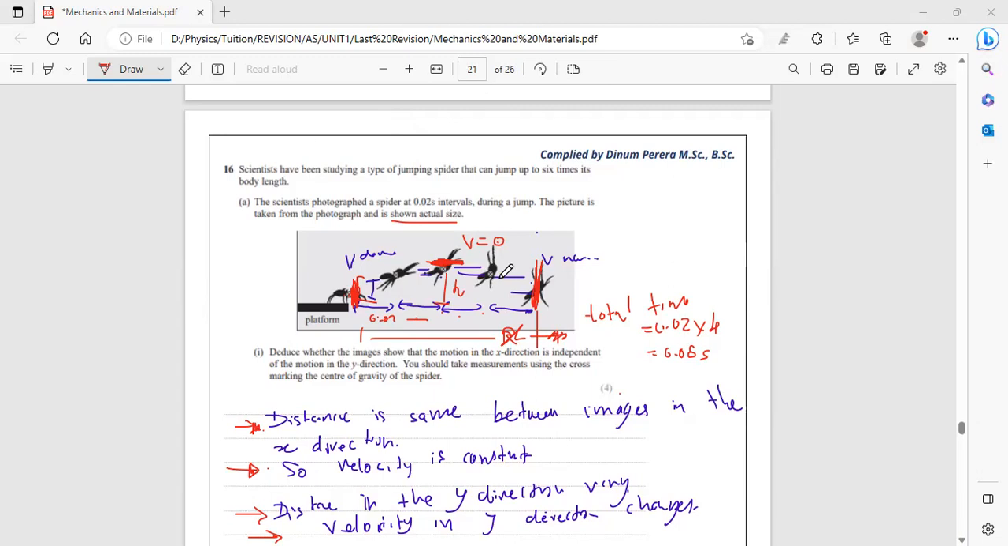Okay, scientists have been studying a type of jumping spider that can jump up to 6 times its body length. The scientists photograph a spider at 0.02 second intervals during a jump. The picture is taken from a photograph and it's shown at actual size. So the lengths are actual sizes.